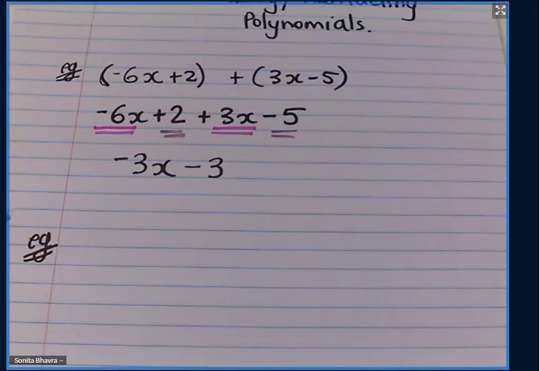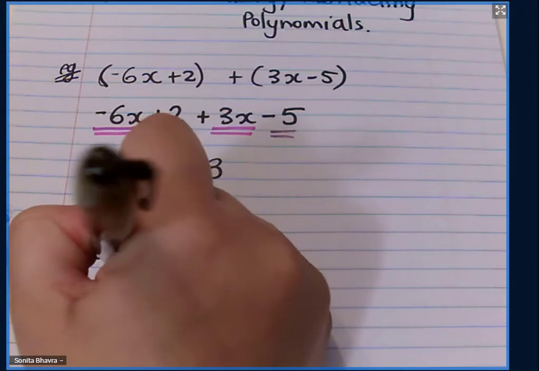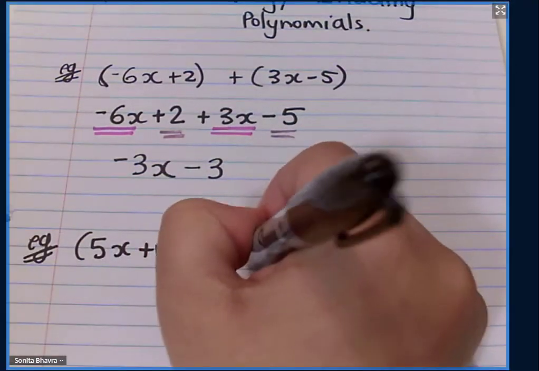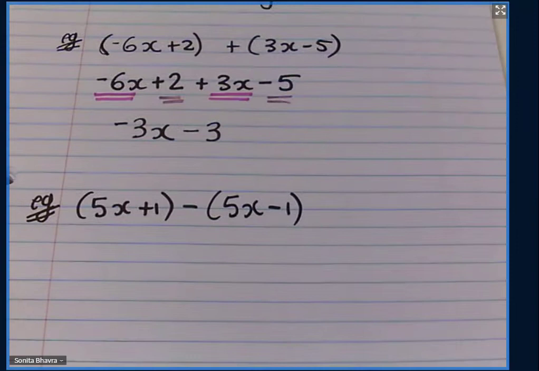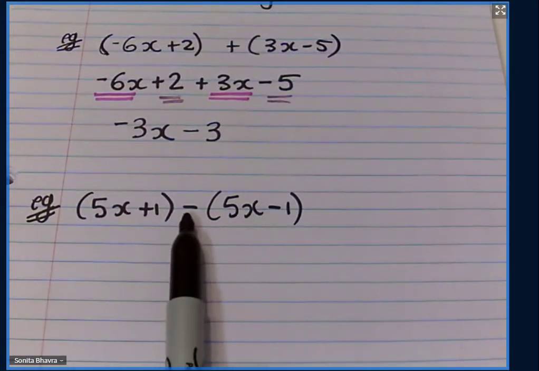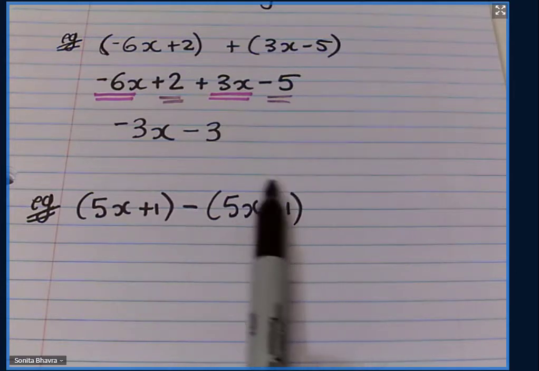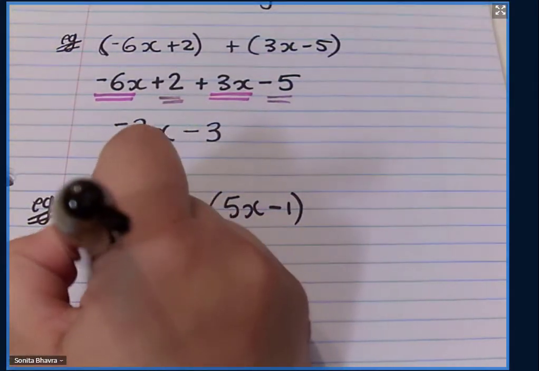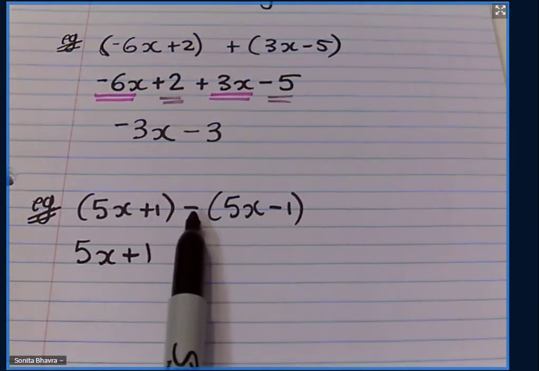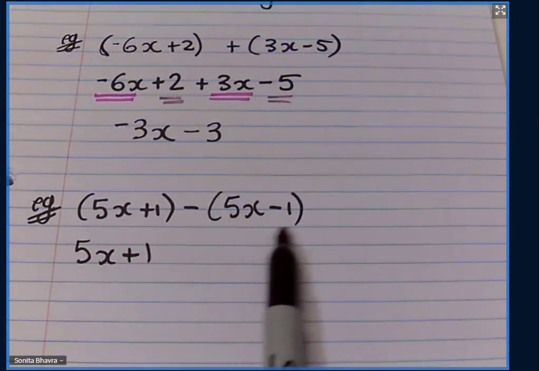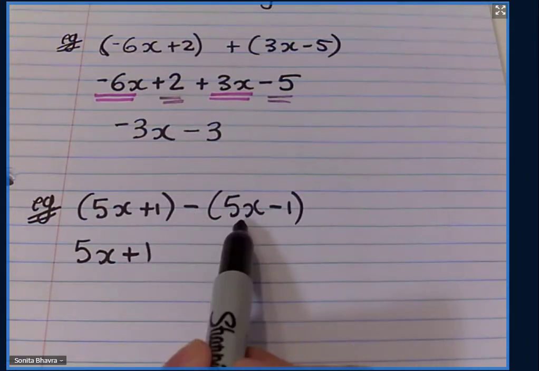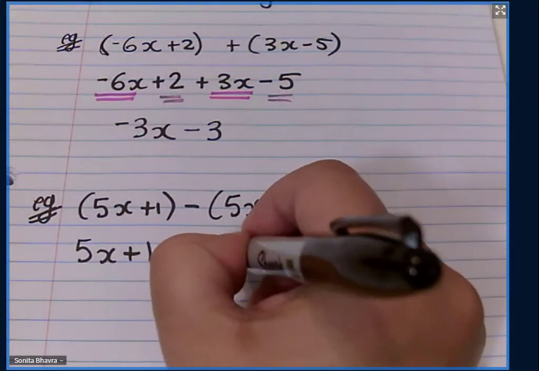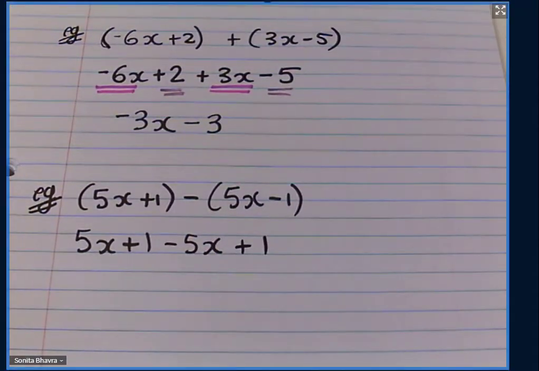All right, so let's do, here we have 5x plus 1 minus 5x minus 1. All right, so recall here that this subtraction is going to apply to everything inside of this second bracket. There's nothing in front of this first bracket, so we can just open that bracket up just like normal. So 5x plus 1. Now this minus sign is going to change the signs of everything inside of this bracket. So it's going to become minus 5x or negative 5x, and then this minus 1 is going to change to plus 1. All right, so that is what it looks like.